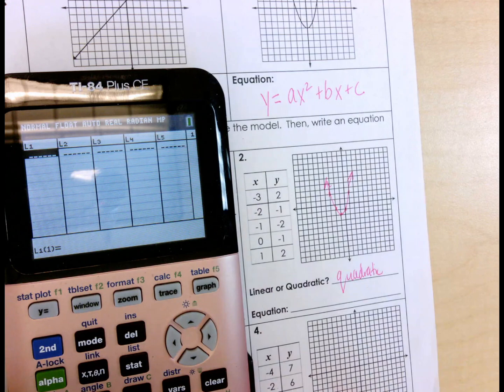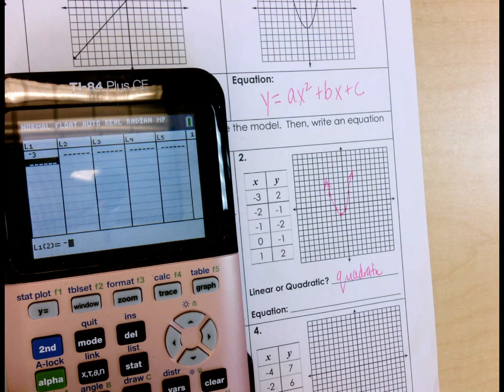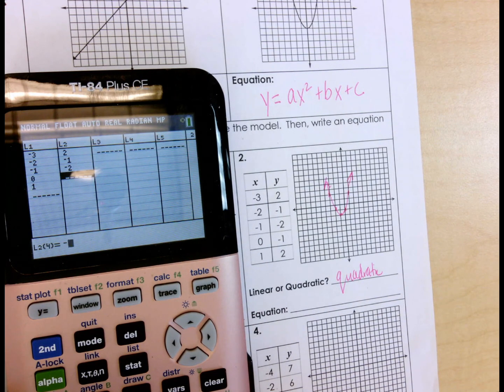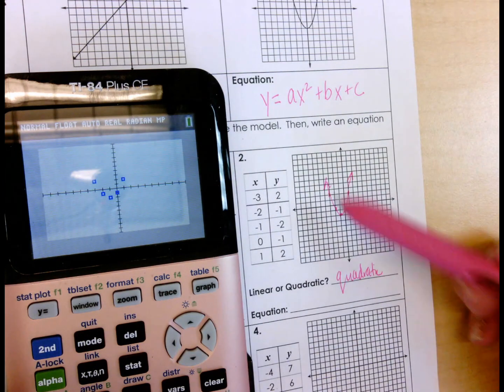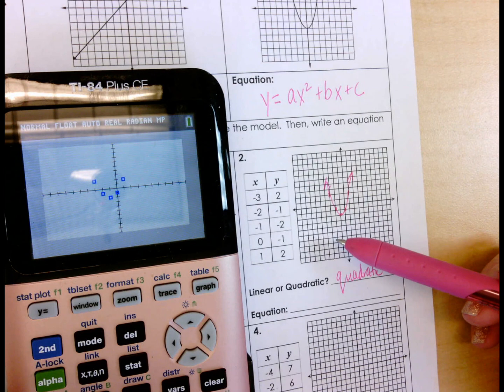So X is going to be -3, enter, -2, enter, -1, enter, 0, enter, 1, enter. Go to the next side, and you're going to have 2, enter, -1, enter, -2, enter, -1, enter, 2, enter. Okay, and if I hit graph, it'll graph those points, and that matches my graph, so everything looks good.